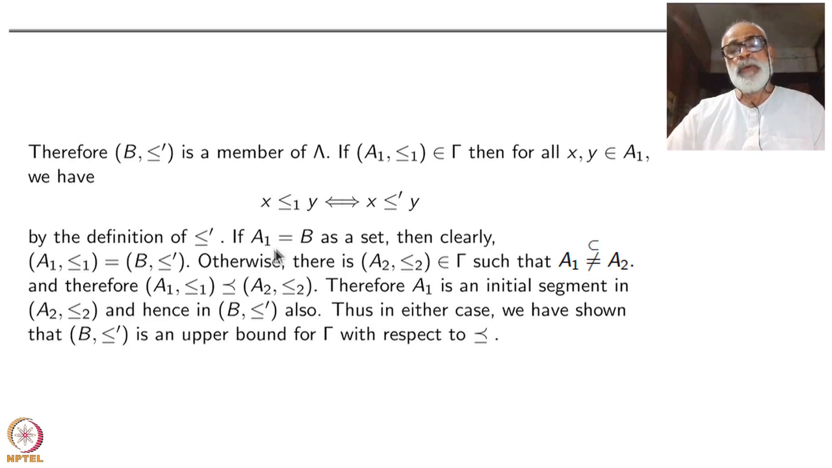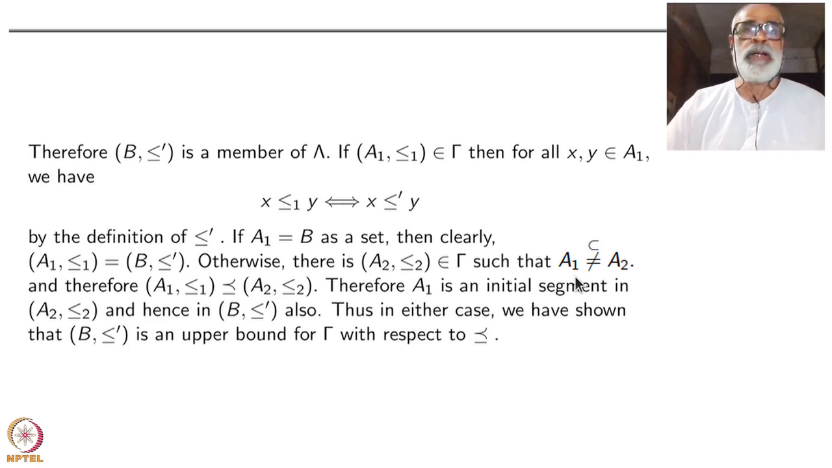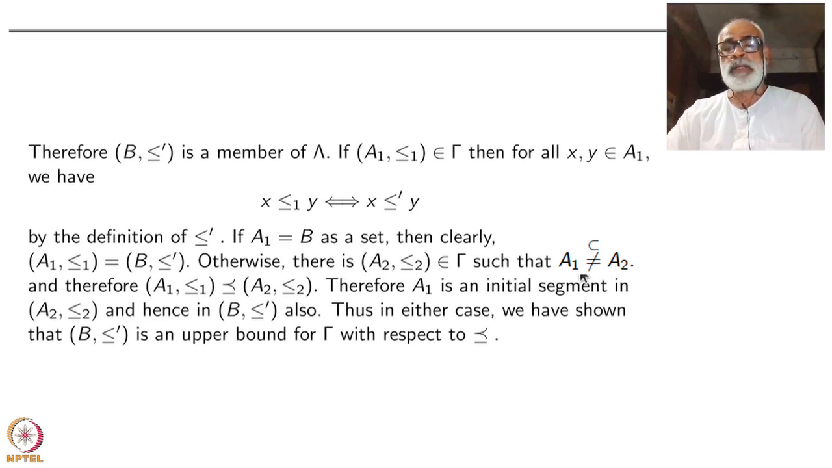Now suppose A1 is the whole of B, that is one case as a set, then clearly these two are equal because we have already shown this one. So as posets also they are equal. Now otherwise means what? A1 is a proper subset of B. That means there must be A2 inside this gamma such that A1 is not equal to A2 but contained inside A2. If everything is contained inside A1, the union will be A1 which is B. So that is not the case now. So A1 is contained inside A2 but not equal.